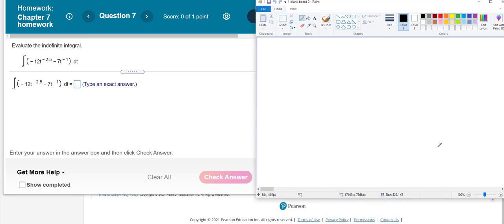Number 7. We're going to take the integral of negative 12 t to the negative 2.5 dt. I'm going to go ahead and separate it: integral 7t to the minus 1 dt. So I'm going to do these separately. Of course, these constants could have been brought in front of the integral symbol, but it's not required.